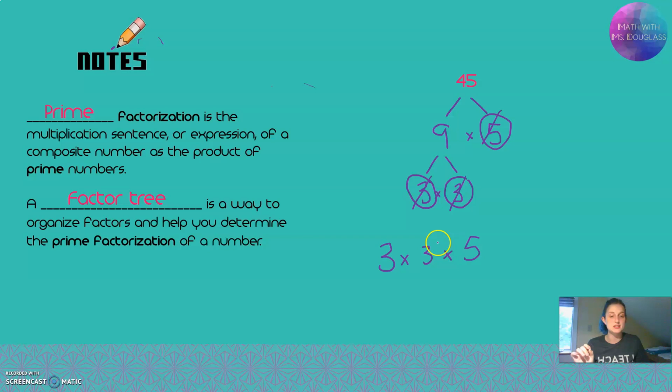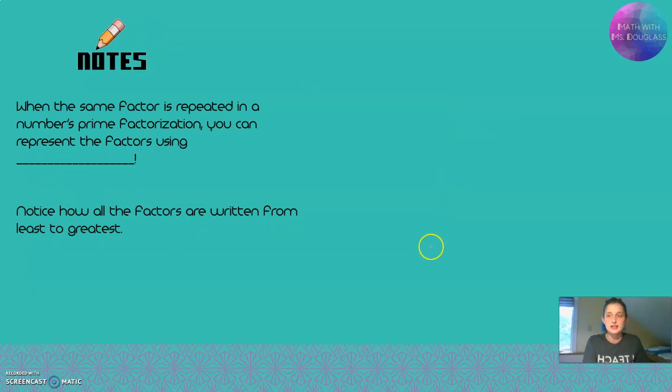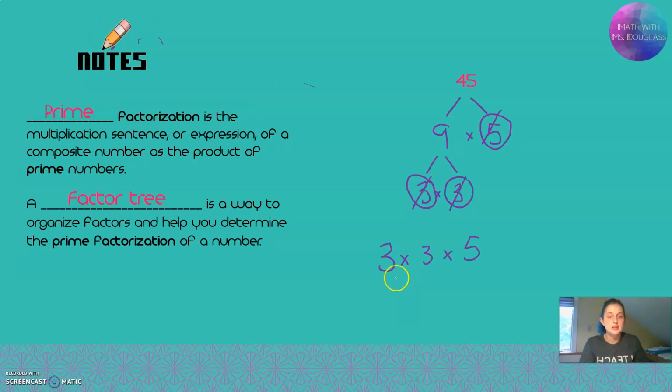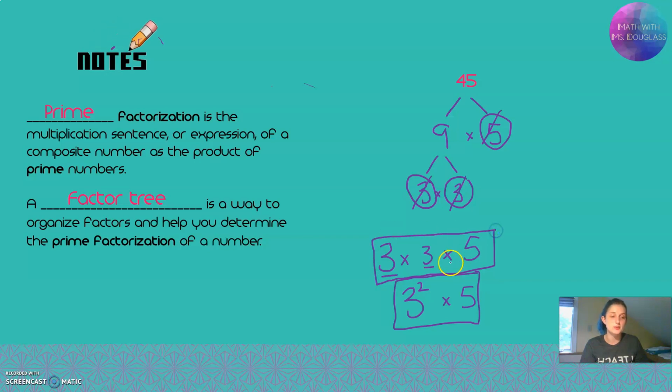Notice how I started with the smallest factor and went to the biggest factor. Another thing is that when the same factor is repeated in a prime factorization, you can and should use exponents. So if I go back here, I could use exponents and write this as 3 to the power of 2 times 5, because I have 1, 2 3s. This is an even simpler way to write your prime factorization for 45. Both of these are technically correct. I do want to push you to practice with exponents. That's what I'm expecting if you're writing it out.